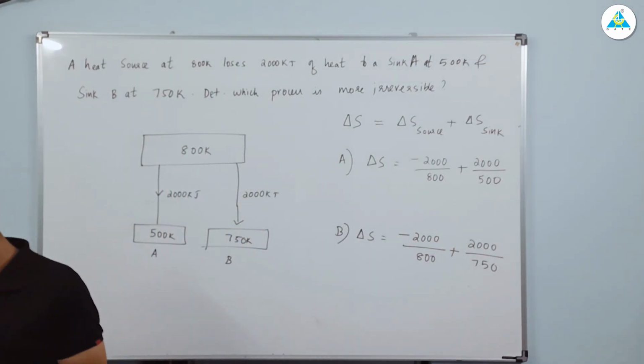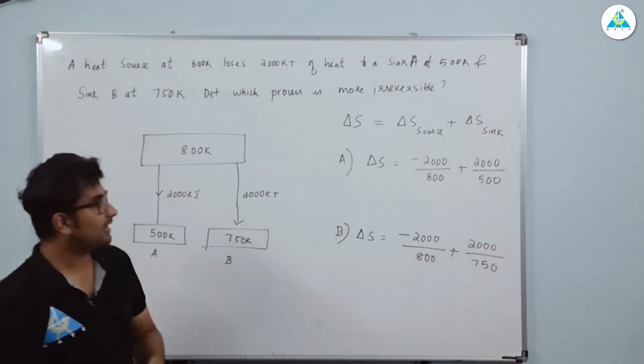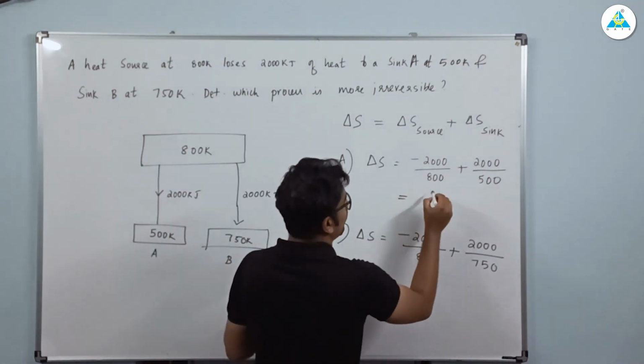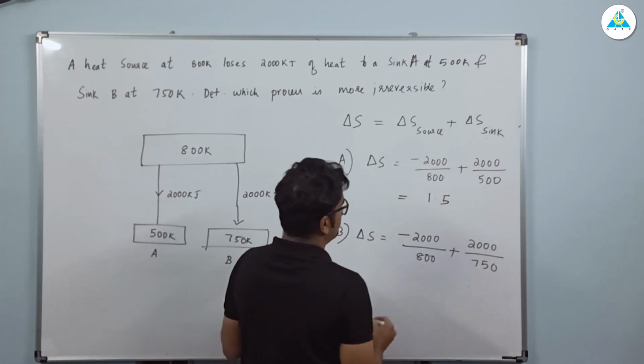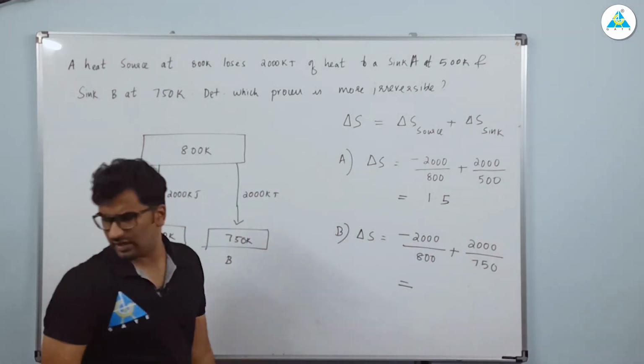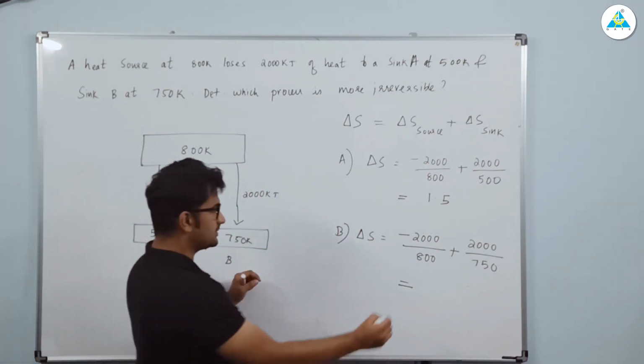Clear? So find the answer. What are the answers? For the first case, the value will be 1.5. Second case, the value will be, any answers? 0.166.